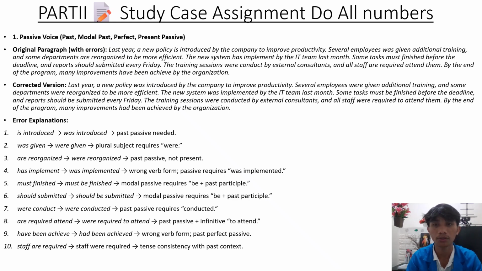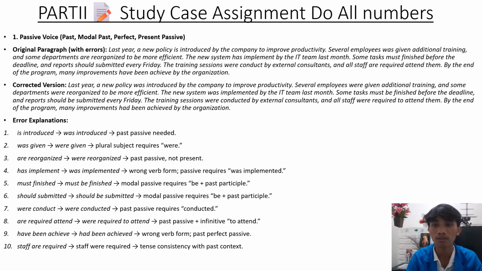Okay guys, we start part 2. Case study assignment, do all numbers. Number 1: passive voice, past, modal past, perfect, present passive. Original paragraph with errors. Last year, a new policy is introduced by the company to improve productivity.